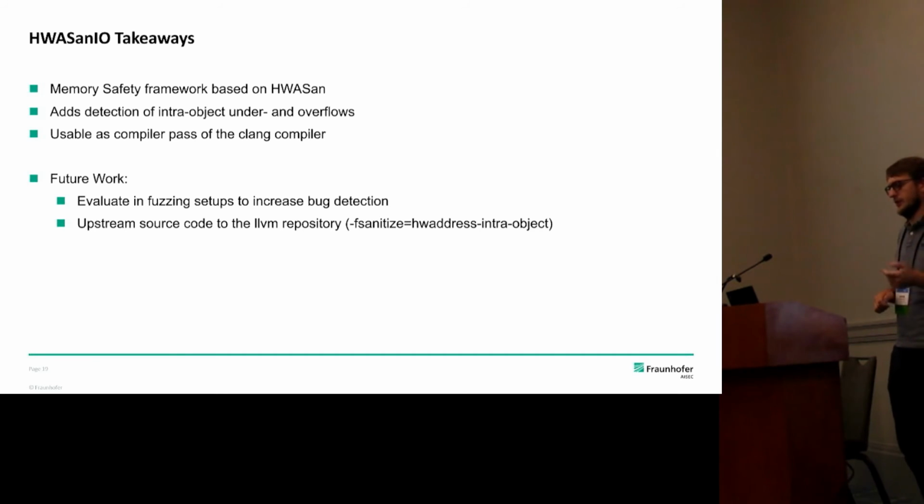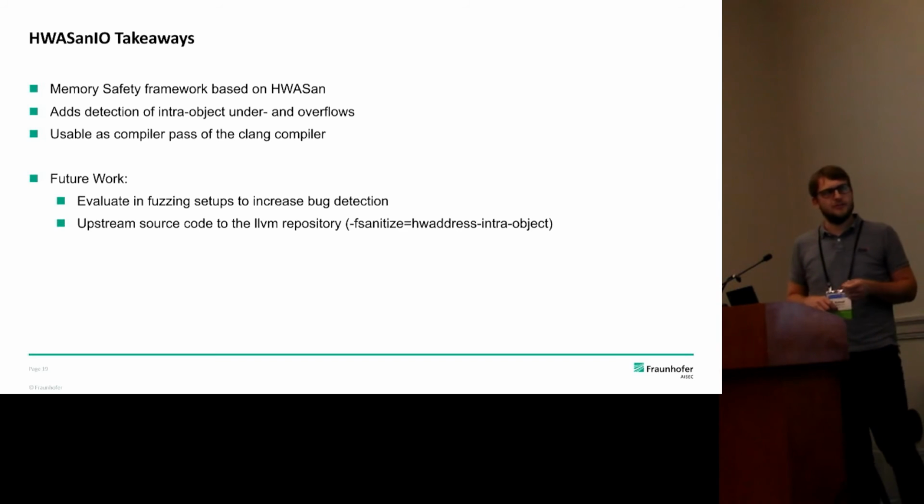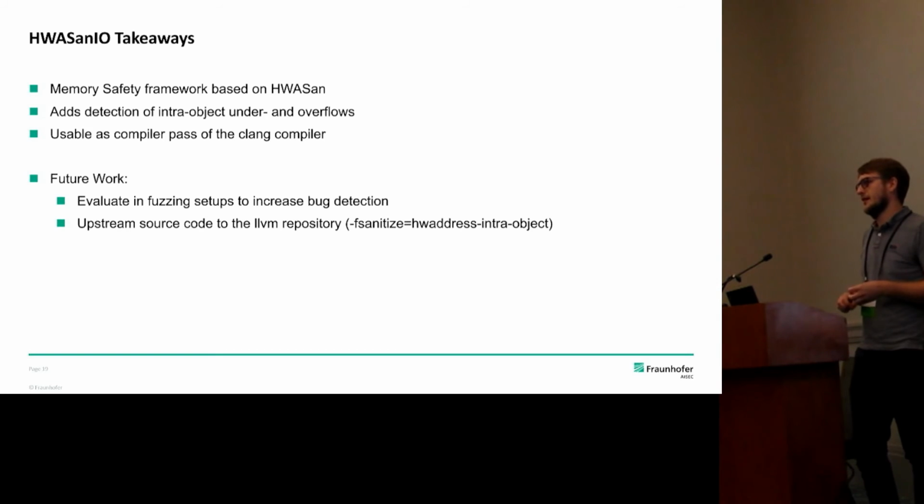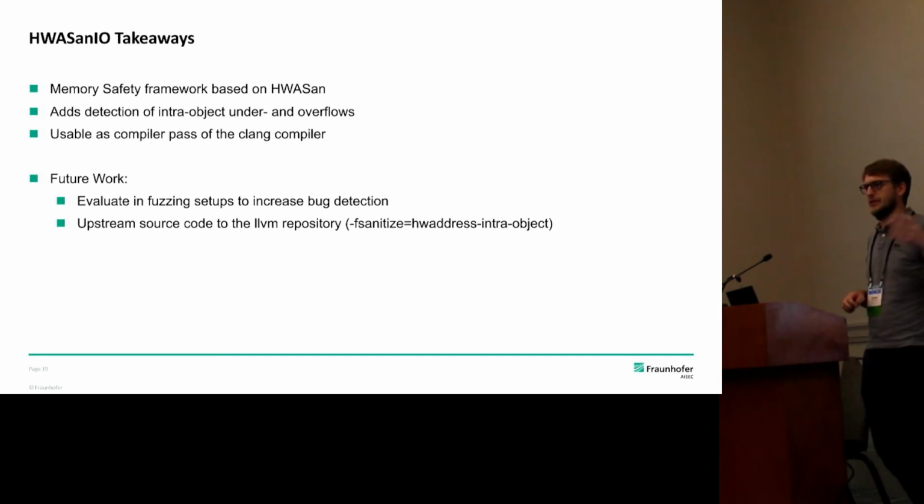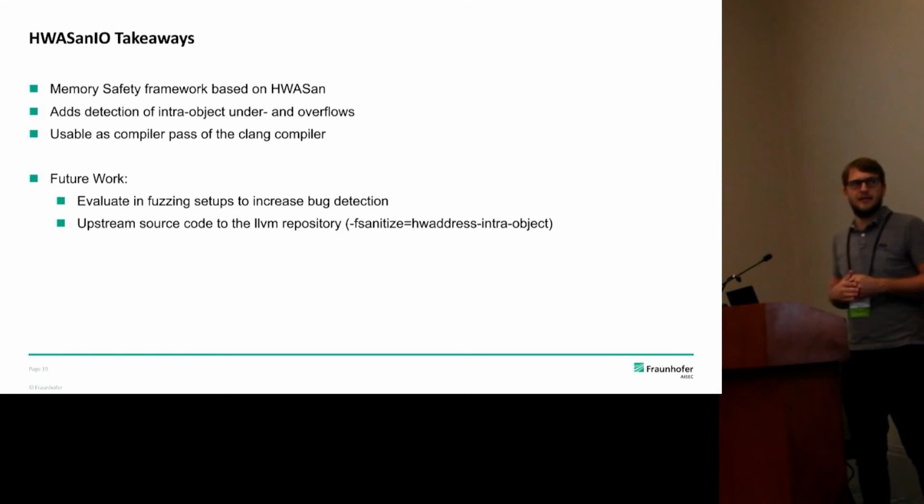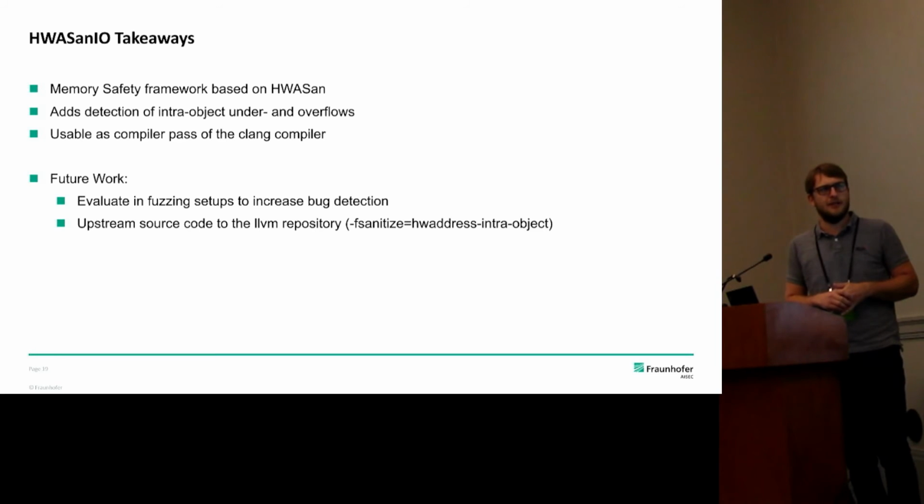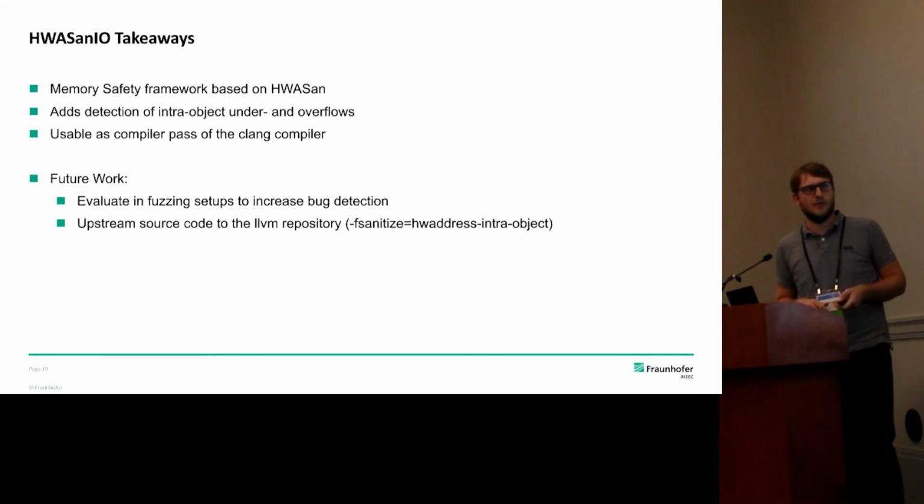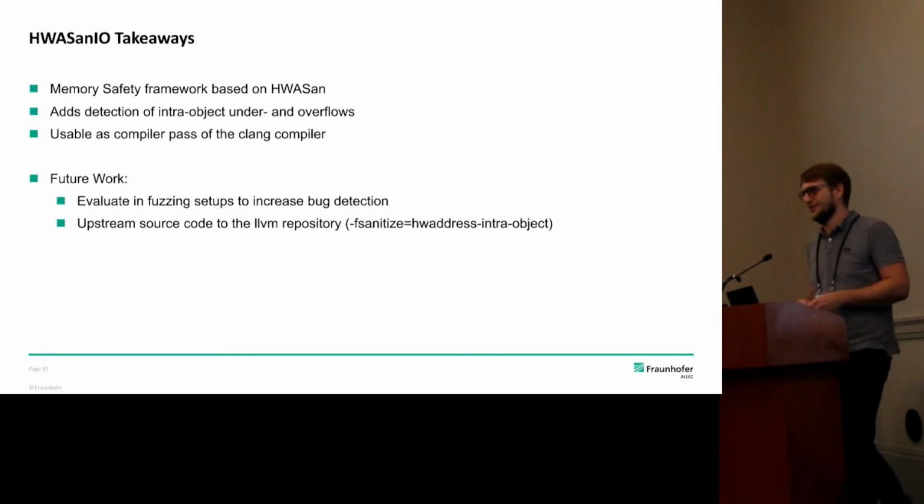Where are we going in the future? So of course we want to use this framework to detect real-world bugs, and there the best combination would be with a fuzzing setup. So the fuzzer will generate random input, and every time a bug is detected, you get the feedback. We also plan to upstream the source code to the LLVM repository, and then it would be easily usable for everyone who's using Clang to compile their C and C++ code.